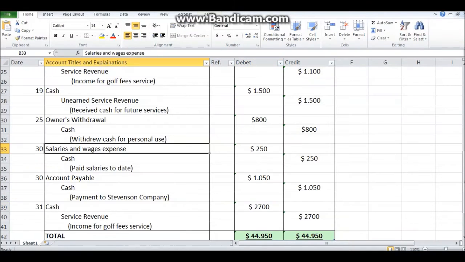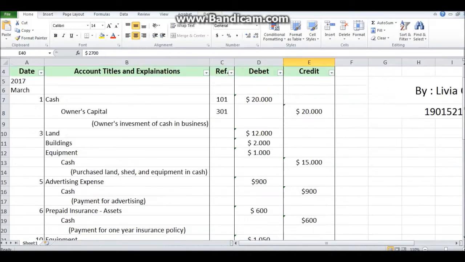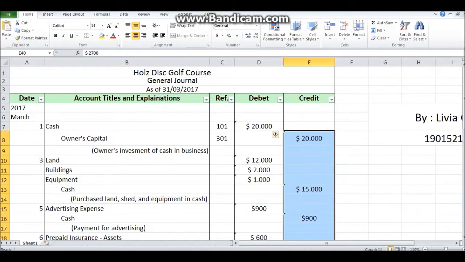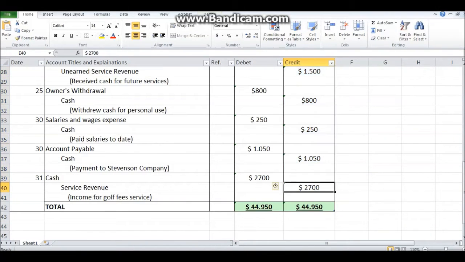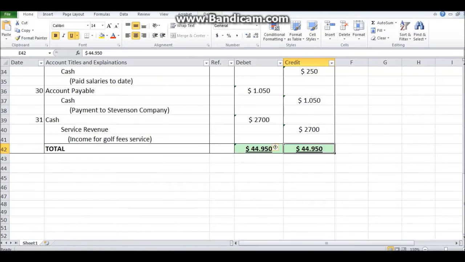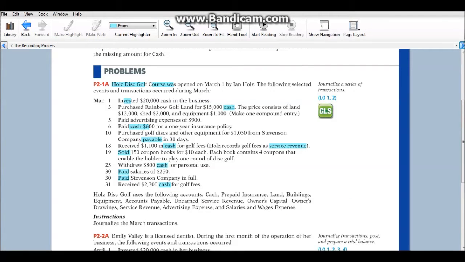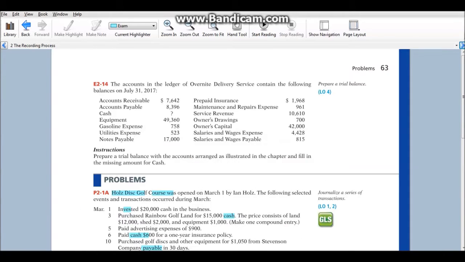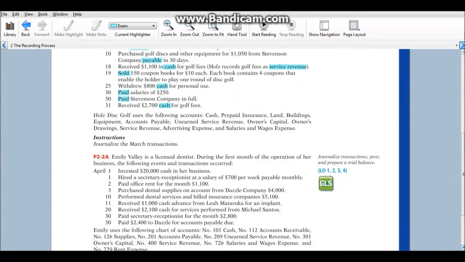Okay, so let's have a look. It should be balanced. I'm just going to check the amount. Oh, she's using non-numerical, but yeah, I assume that it should be in the same amount. Okay, so it's balanced already. So let's go on to the next questions.